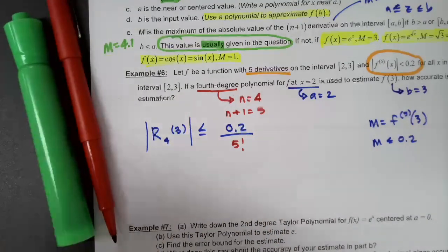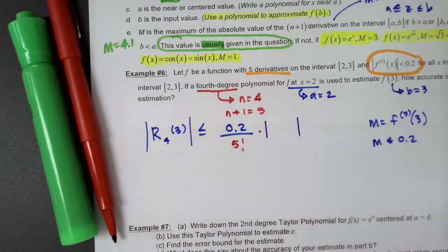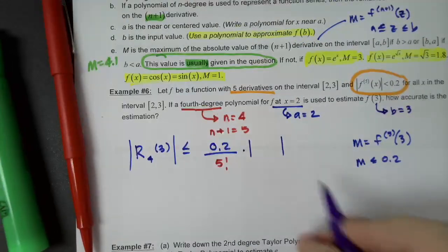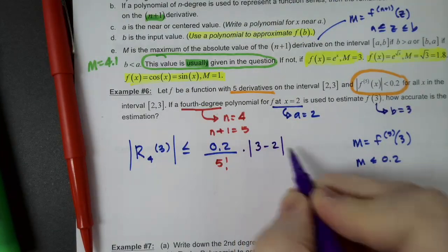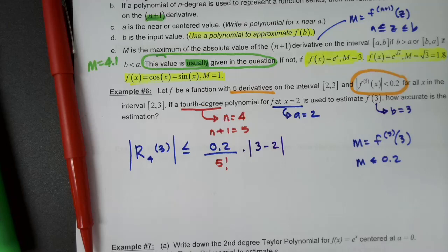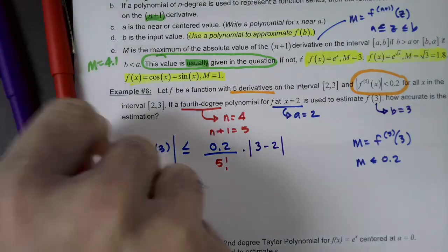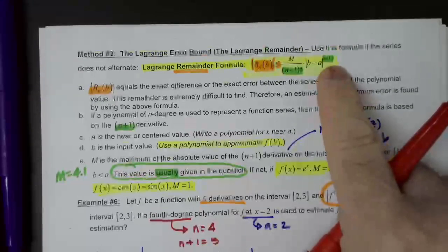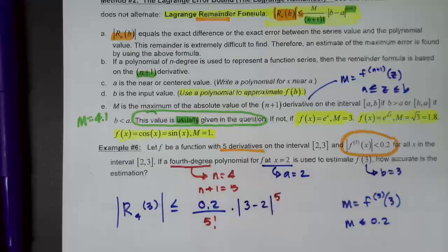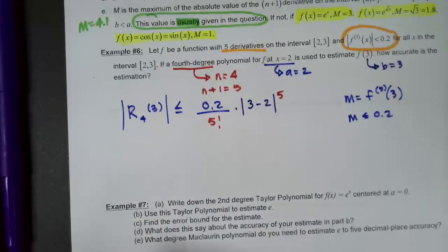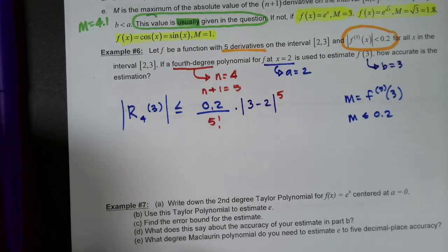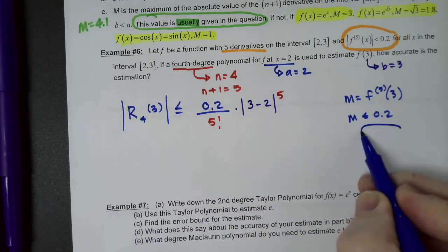And then that gets multiplied by the absolute value of b minus a. B is 3, a is 2. Oh, that was nice of them. 3 minus 2, of course, is 1. And then also remember, this is all raised to the 5th power. Okay? So, before I finish the calculation here, do not stress.